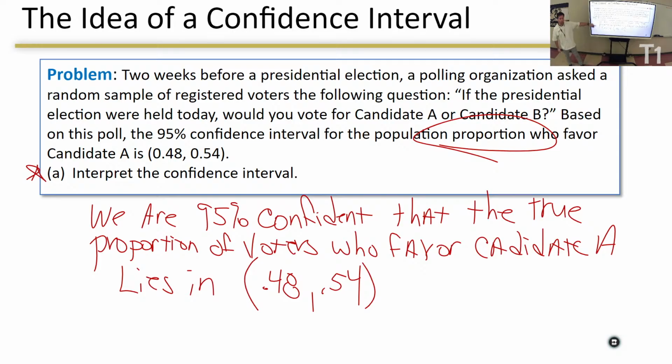That the true proportion of voters, I represent the population, and I said proportion, who vote favor candidate A. There's context, lies in between, or lies in 0.48 to 0.54. I hit everything I need to hit. I didn't hit it in the order that they told me to, but they don't care. There's not an order that they tell me to. The book always talks about the interval first and then. So the way that I gave it to you is the way our book talks about it. But a previous book always did it this way.